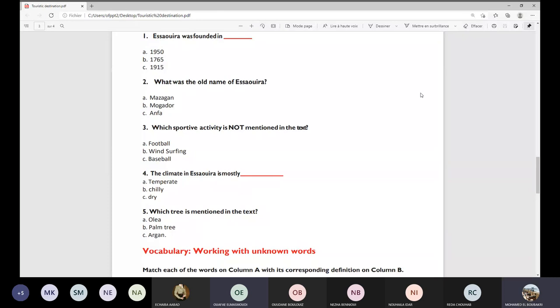Two: What was the old name of Essaouira? A, Mazagan; B, Mogador; C, Anfa. Three: Which sportive activity is not mentioned in the text? Football, windsurfing, baseball. Four: The climate in Essaouira is mostly A, temperate; B, chilly; C, dry. Five: Which tree is mentioned in the text? Olea, palm tree, Argan.